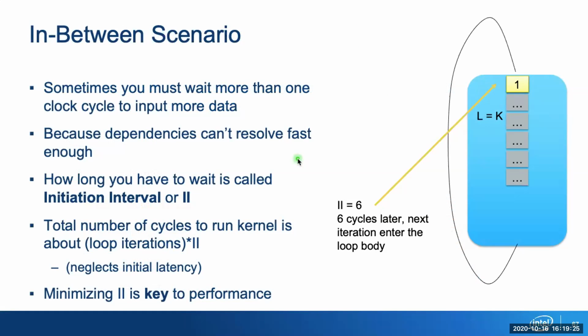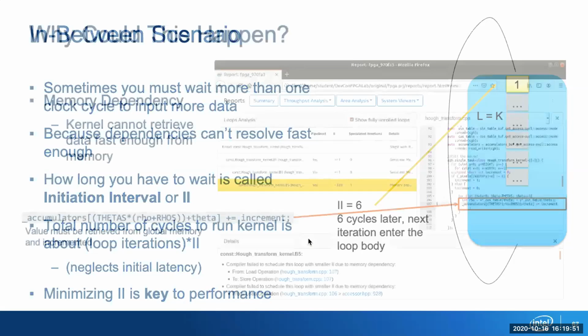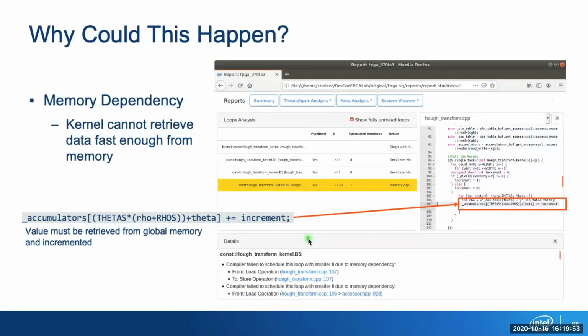Sometimes you must wait more than one clock cycle. One clock cycle is the best scenario, but sometimes dependencies can't resolve fast enough, and you can also have an intermediate scenario like six cycles or things like that, which is still good. Why could this happen? We have a lot of reasons. One of them is memory dependencies.